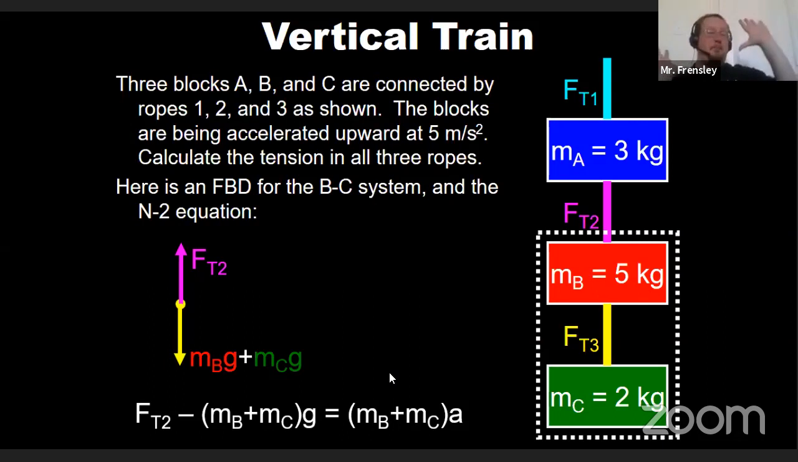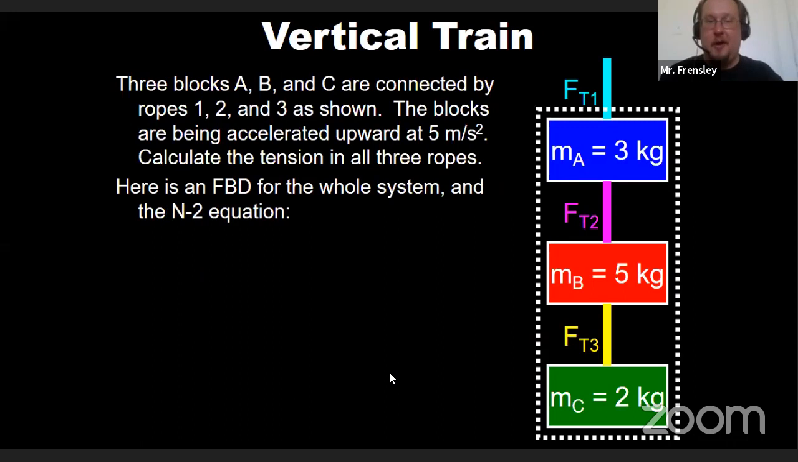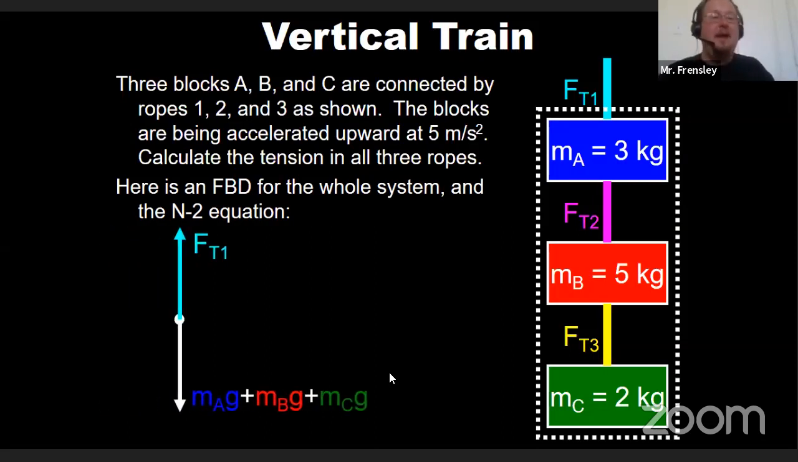So notice the best systems to analyze: for tension 3, everything below tension 3. For tension 2, everything below tension 2. For tension 1, you know it, everything below tension 1. Each rope is responsible for who's below that rope.